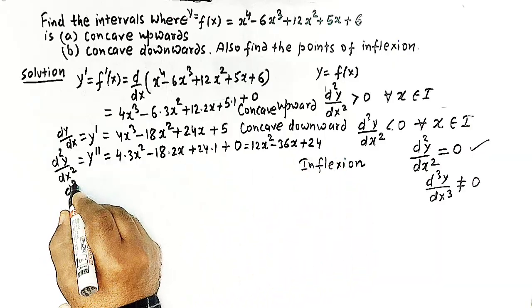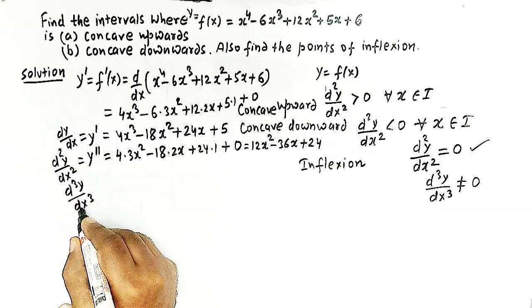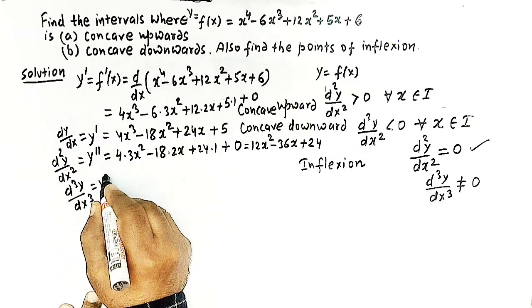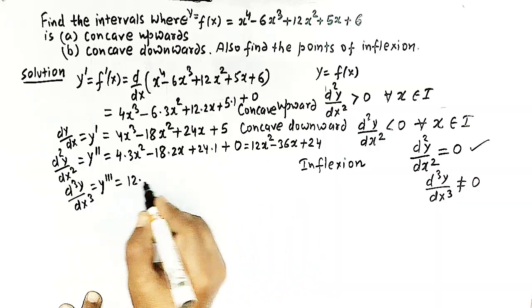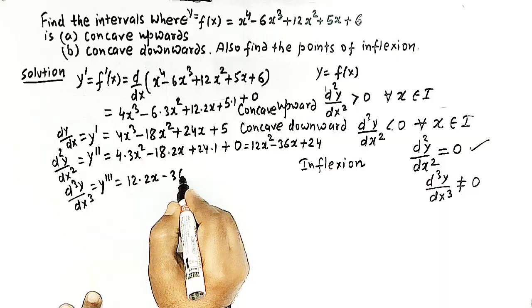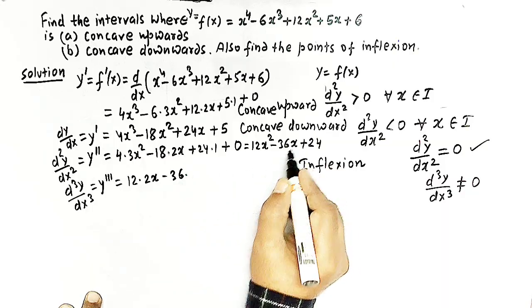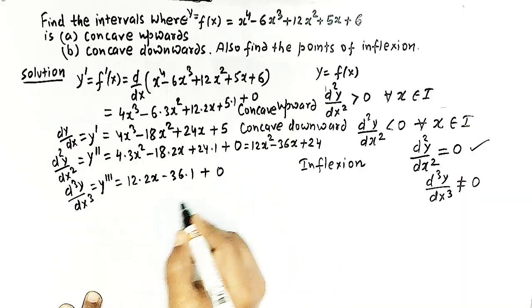Now let us find the third derivative, that is d3y over dx3. So here we have now 12, the derivative of x square is 2x, and then we have minus 36, and the derivative of x is 1. The derivative of 24 being a constant is 0.